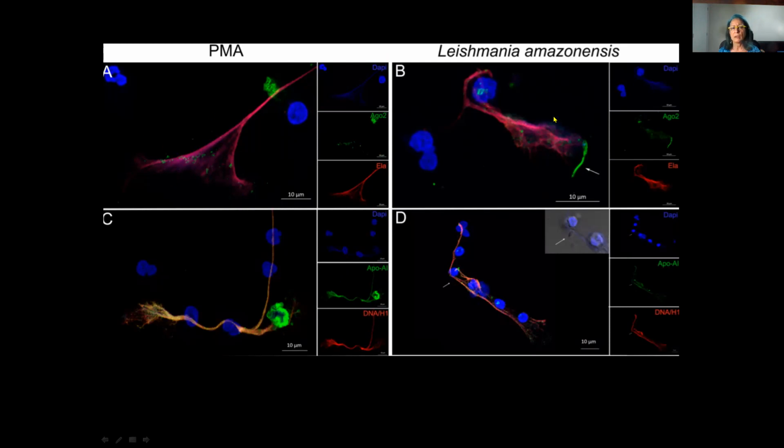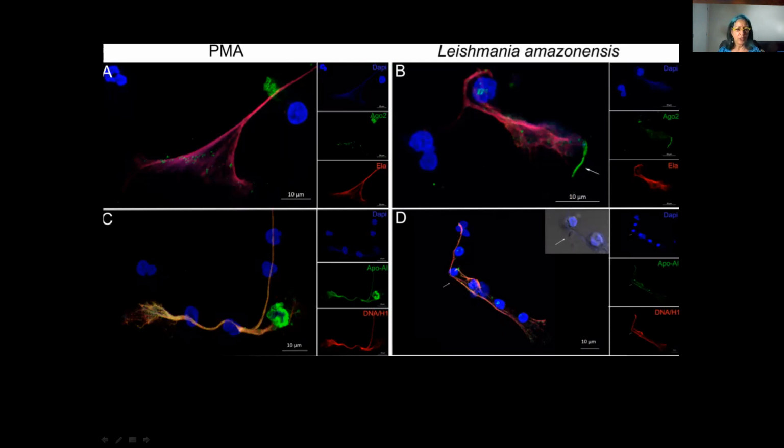In PMA-stimulated NETs, and also in Leishmania-stimulated NETs. So you can see the green here. That's not so visible here. You just see some dots, but it's really labeled. And what is interesting, something that you need to explain later, the parasite is completely covered by Argonaute antibody, and of course elastase.